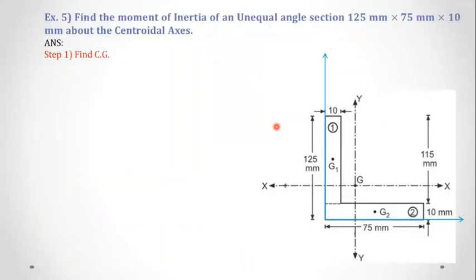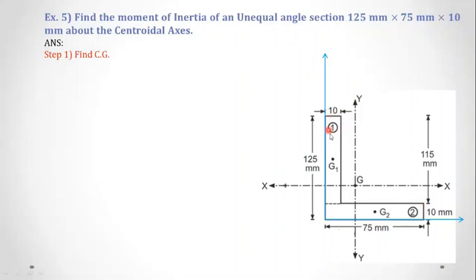Take one example. Find the moment of inertia of unequal angle section of 125 mm by 75 mm by 10 mm about its centroidal axis. First of all, draw the given L section using standard dimensions. Given data: 125 by 75 by 10. So the vertical leg is 125 mm, the horizontal leg is 75 mm, and the thickness of both legs is 10 mm. So this is 10 and this is 10.